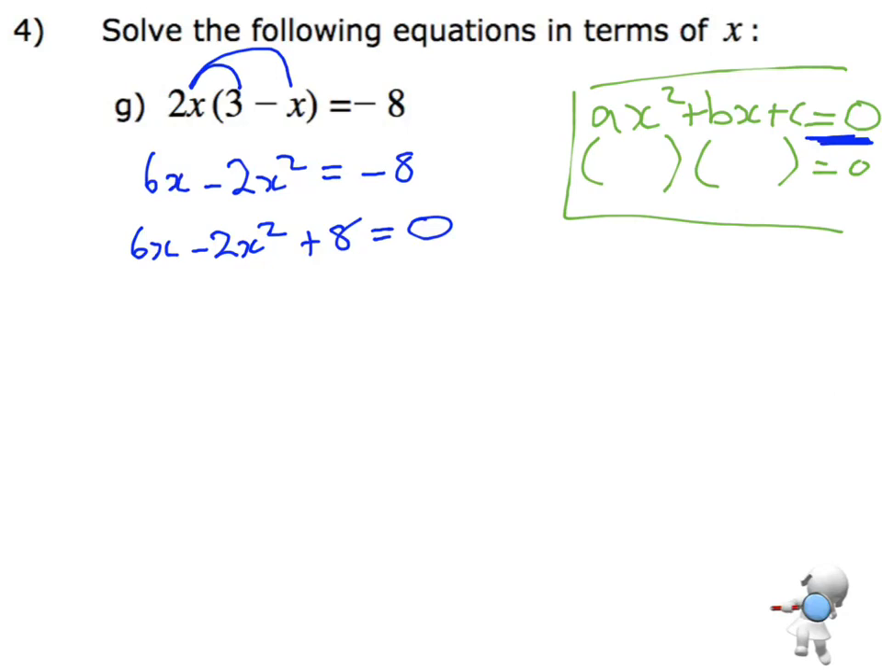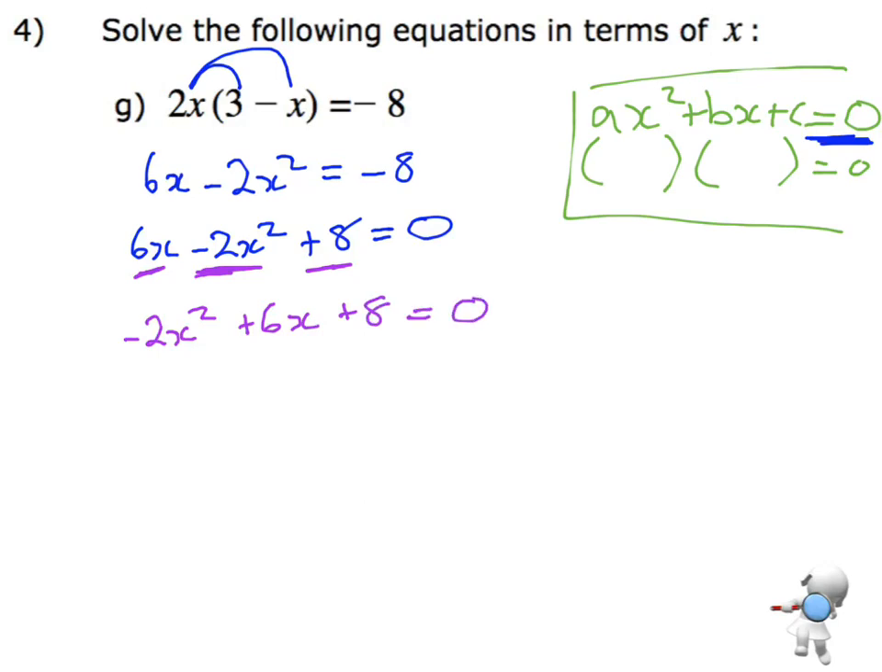So remember to keep this negative with the 2x squared, that 8 is a positive and the 6x is a positive. So keep the negative or positive with the number. So I'm going to have negative 2x squared plus 6x plus 8 equals 0.